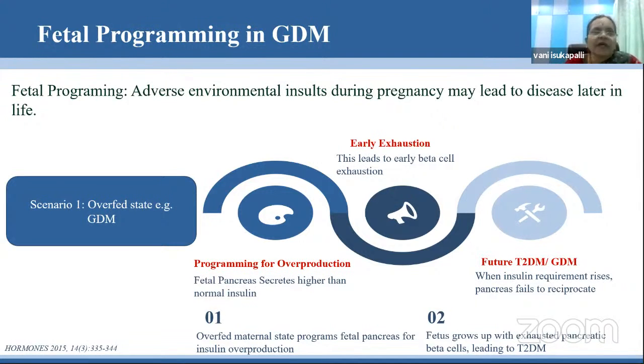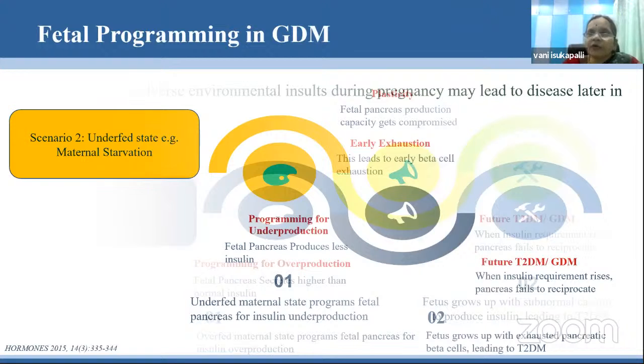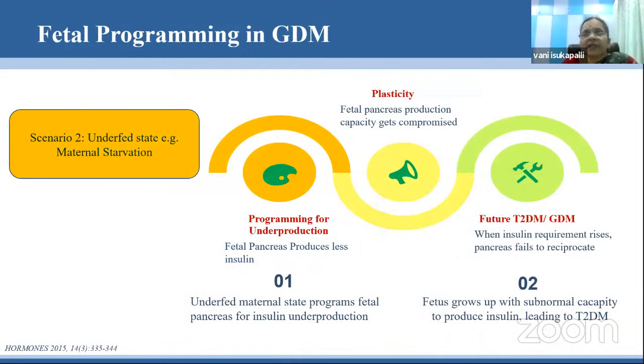So this is the first scenario of fetal origin of adult disease. The second scenario is a starved mother. The mother is having maternal starvation. Here also the fetus is programmed for underproduction of beta cells. So this underproduction program will lead to the fetal pancreas being more fibrotic and more plastic, and therefore becoming compromised. So such a fetus also, in later life, has a tendency to have future type 2 diabetes mellitus.